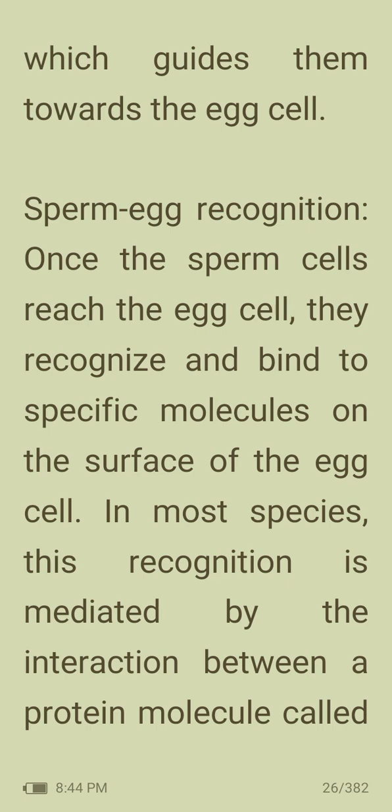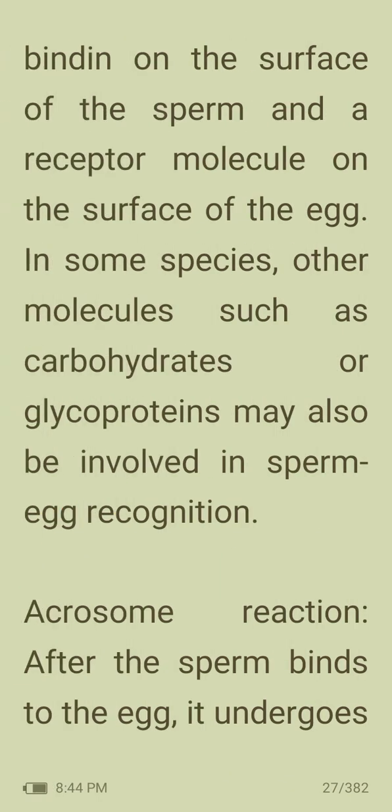Next, sperm-egg recognition. Once the sperm cells reach the egg cell, they recognize and bind to specific molecules on the surface of the egg cell. In most species, this recognition is mediated by the interaction between a protein molecule called bindin on the surface of the sperm and the receptor molecule on the surface of the egg. In some species, other molecules such as carbohydrates or glycoproteins may also be involved in sperm-egg recognition.